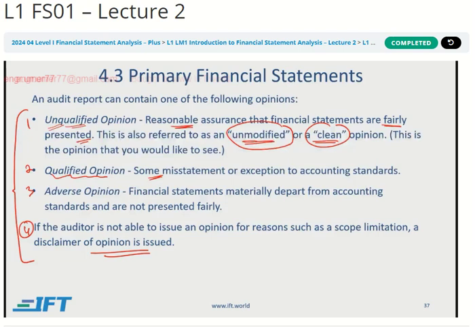Then something which is worse than a qualified opinion is an adverse opinion, where they feel that the financial statements are not fair. So they are not presented fairly and they are departing from what is required by the accounting standards. And then, of course, the worst situation could be a disclaimer of opinion, where they will just say that we are unable to give an opinion because either the company didn't let us check properly or for some other reason, but this is the worst situation as far as an audit report is concerned.